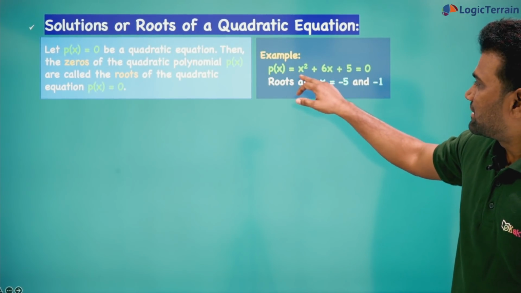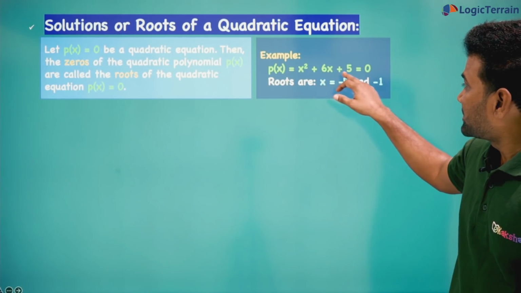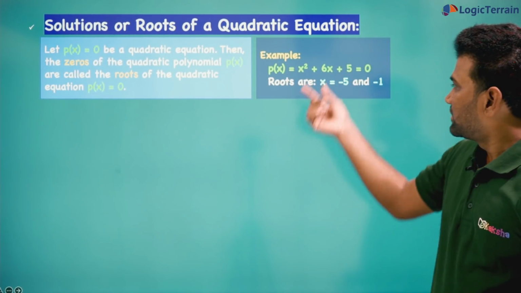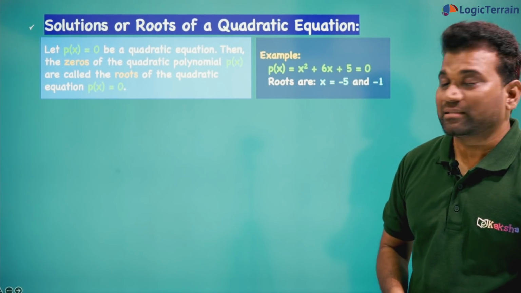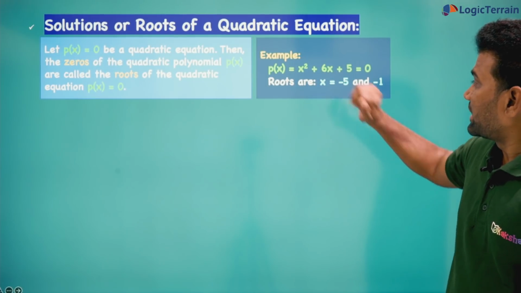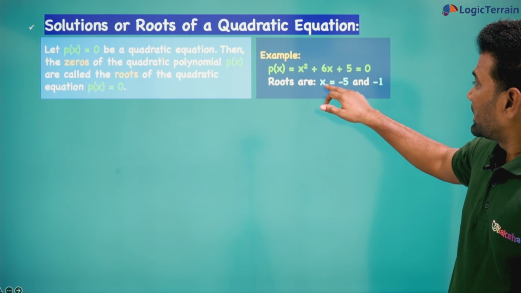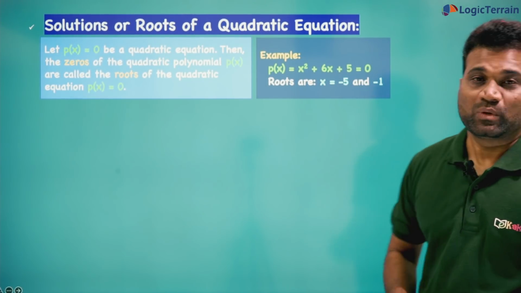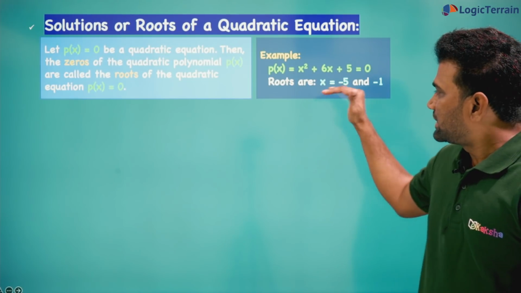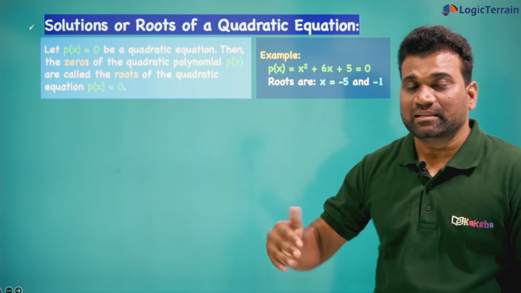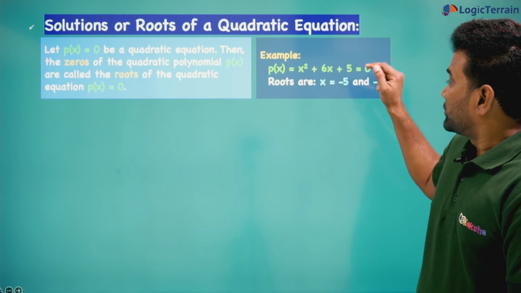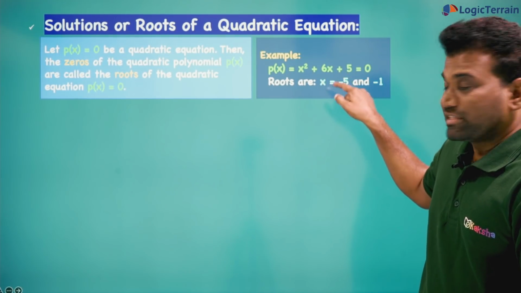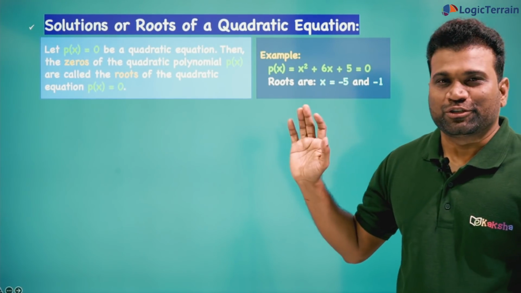Example, p of x equal to x square plus 6x plus 5 is equal to 0. This is a quadratic equation. Here the roots of this quadratic equation are x equal to -5 and -1. So how we got these roots, we'll discuss later. For an instance, you should understand for this quadratic equation, these are the roots or solutions.